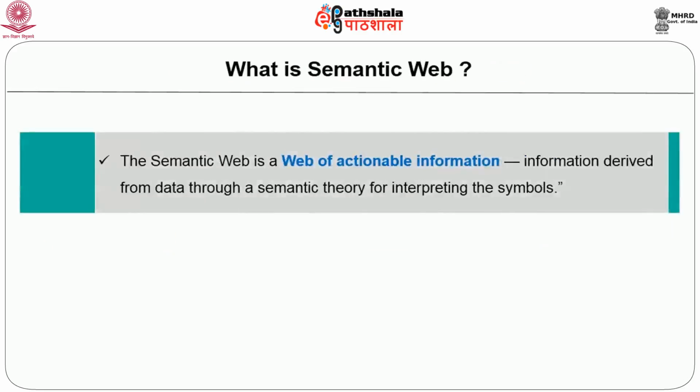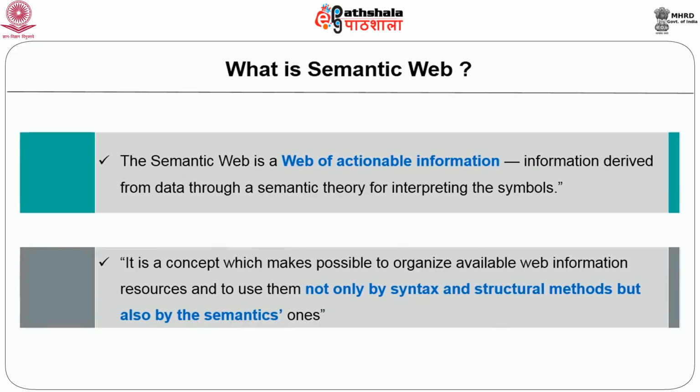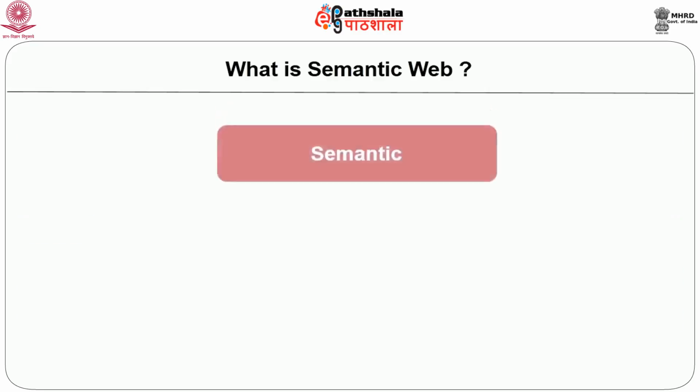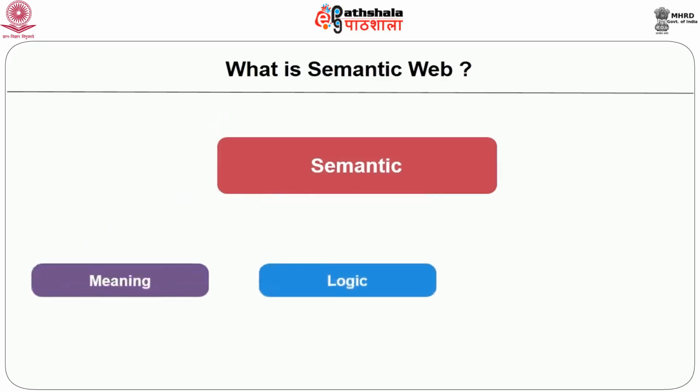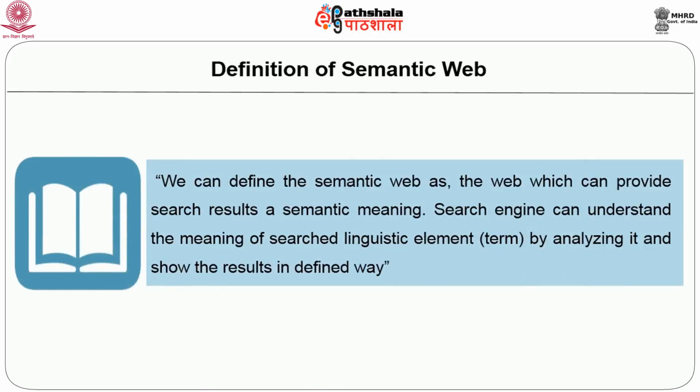So the semantic web is a web of actionable information. The information is derived from data through a semantic theory, that is, putting logic into the data storing technique, a semantic theory of interpreting the symbols. It's a concept which makes it possible to organize available web information sources and to use them not only by syntactic or structural methods, but also by semantic methods, logic methods or meaning methods. The word semantics stands for meaning, logic or relations. Now, a simple definition: we can define the semantic web as the web which can provide search results with semantic meaning.